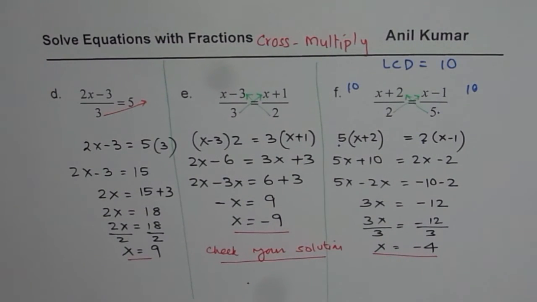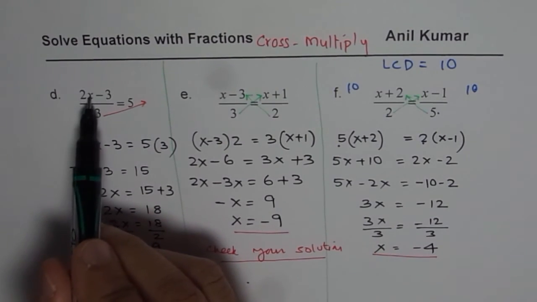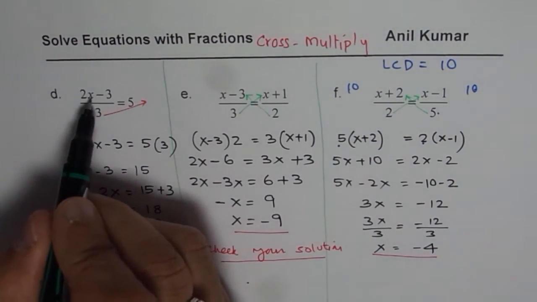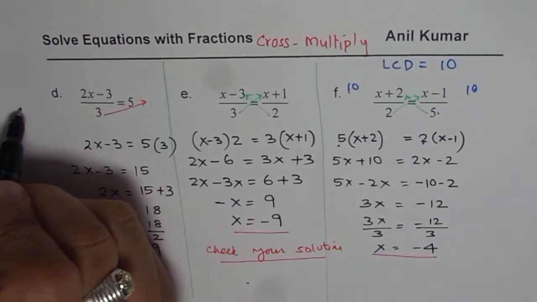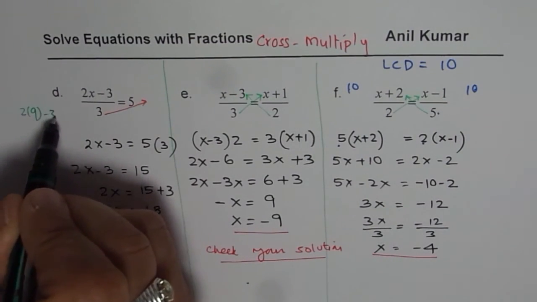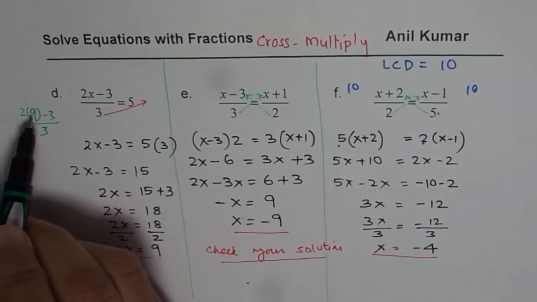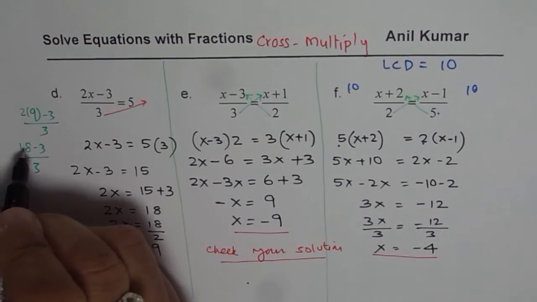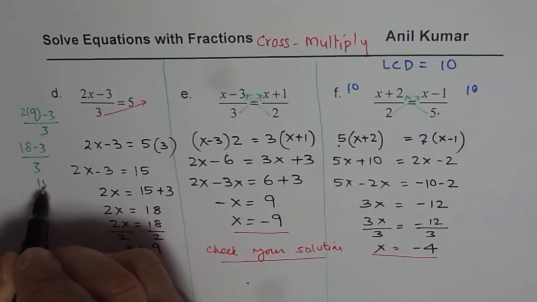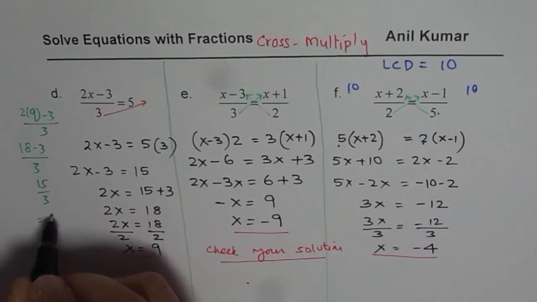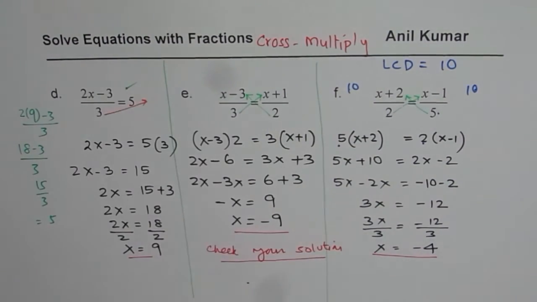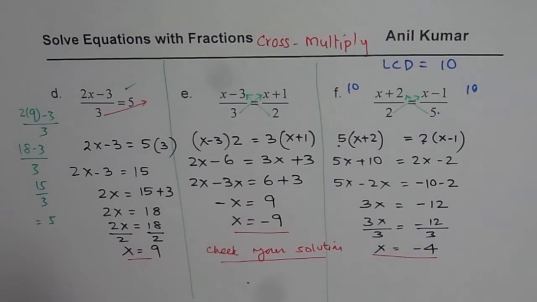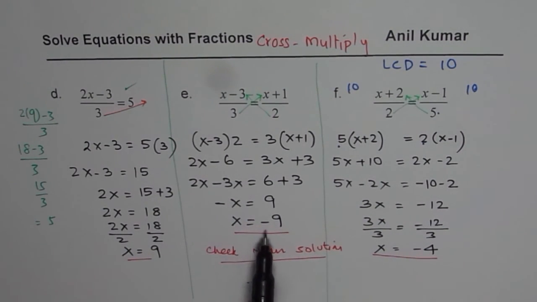For example, if I write 9 here, what do I get? 2 times 9 minus 3 over 3, right? 2 times 9 is 18. So 18 minus 3 over 3. 18 minus 3 is 15. 15 over 3. That is indeed equals 5. That is correct. So likewise, you can substitute here the value and then check your solution for both, right?